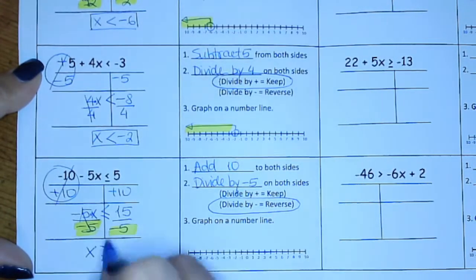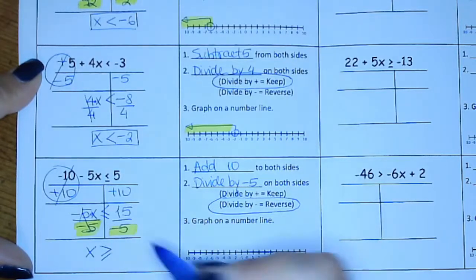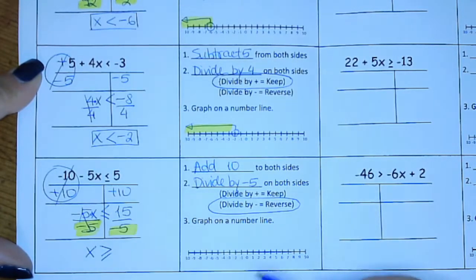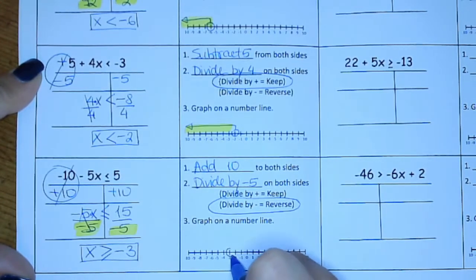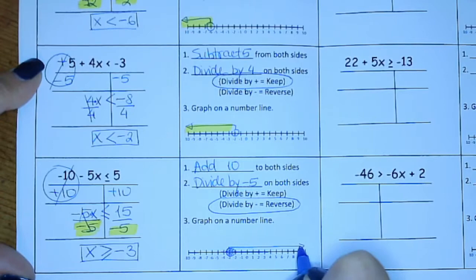Bring down the x, bring down the division. Answer, 15 divided by negative 5 is negative 3. Graphing solutions, we need to circle negative 3 and shade it in, and then go greater to the right.